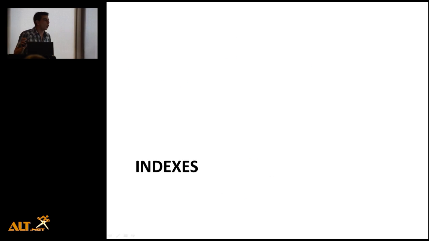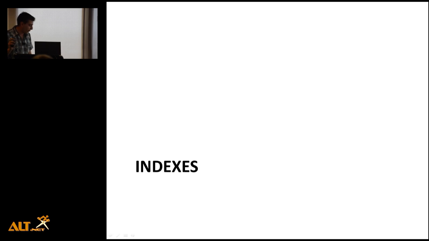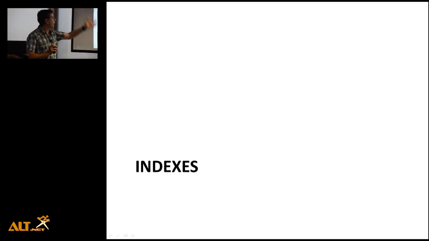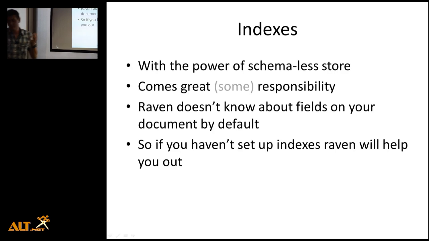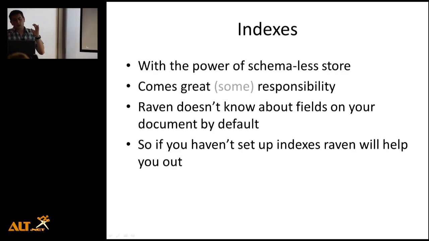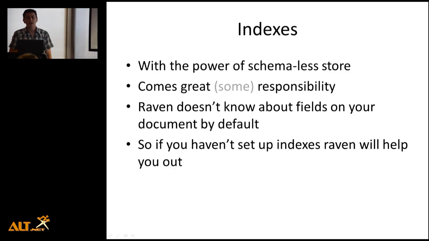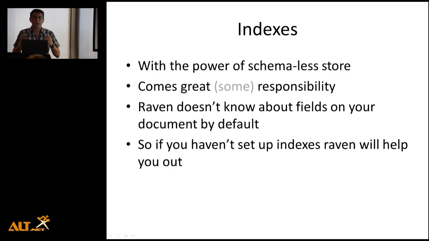Alrighty, next concept is indexes. So remember at the start I mentioned you write against the document store, and then there's sort of the indexes. Yeah, so with the power of a schemaless NoSQL database comes some responsibility. Raven does not know about the fields on your documents by default. When you start querying Raven, it's going to make dynamic queries, just like a relational database will. The advice is, don't let it do that.